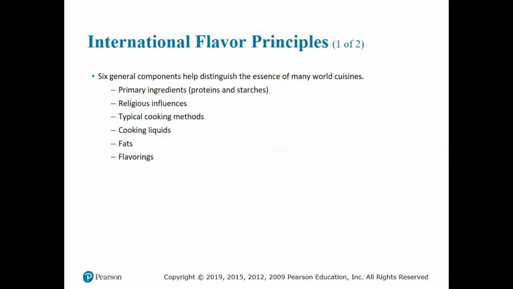Some different international principles for flavors. So there are some different components that distinguish world cuisine. Their primary ingredients, what proteins and starch they use. Any religious influences as far as what's available and not available, when to cook, how to cook. What are their cooking methods? What do they typically do for cooking? What liquids do they use? What fats do they use? And what are their go-to flavorings as far as international flavors?